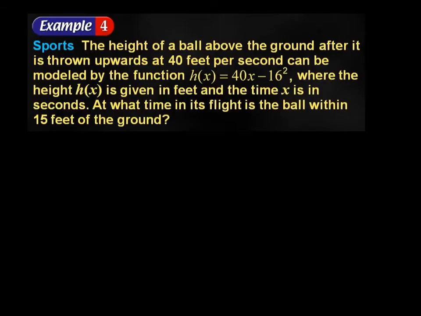The height of a ball above the ground after it is thrown upwards at 40 feet per second can be modeled by the function h of x equals 40x minus 16x squared, where the height h of x is given in feet and the time x is in seconds. At what time in its flight is the ball within 15 feet of the ground? They're asking when the height will be less than 15 feet.